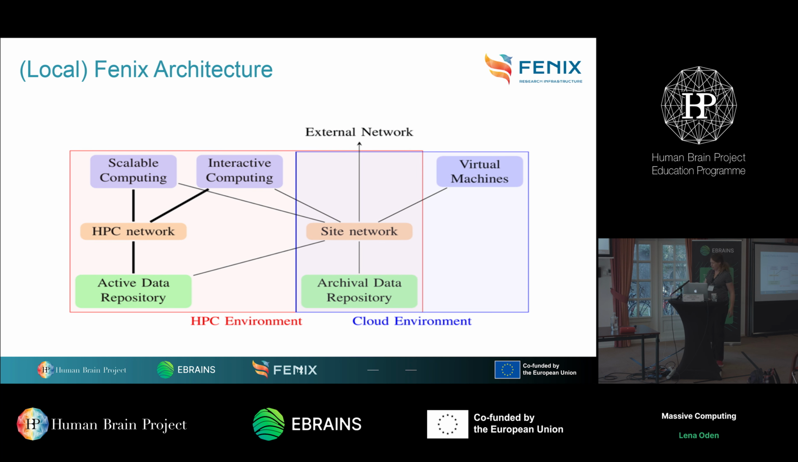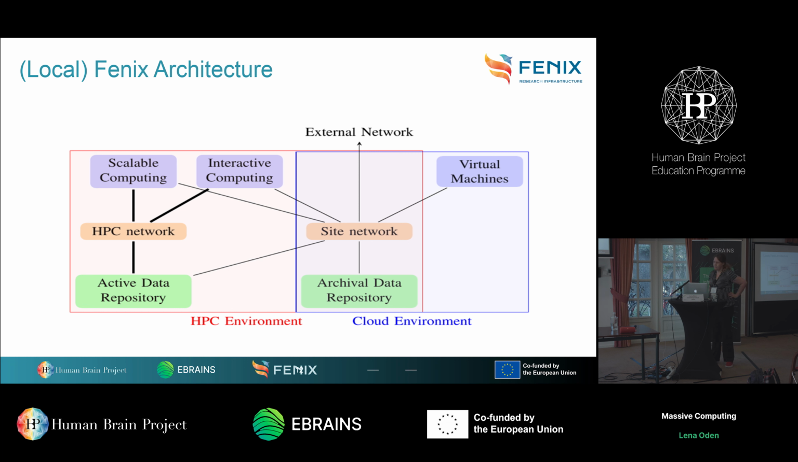So just to explain how it looks, we have this architecture of Phoenix on a local site. We have our HPC network and the active data repositories, which is a parallel file system with a POSIX storage where you can access your data. And then we have our scalable computing and our interactive computing, which can use these HPC resources. And then we have the archival, I always pronounce it wrong, this object storage for long-term storage of large data, where you can actually store data also to share it. And we have the site network connecting these two sites. And here we also have virtual machines running on this cloud site, but it's all connected via this local network.